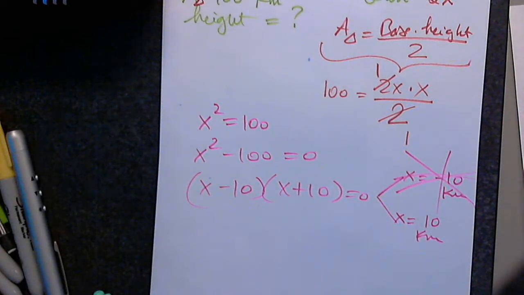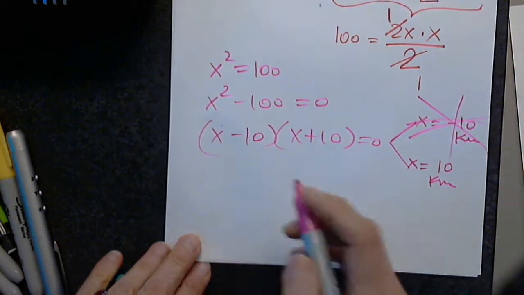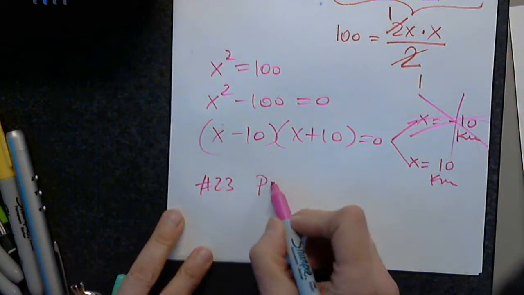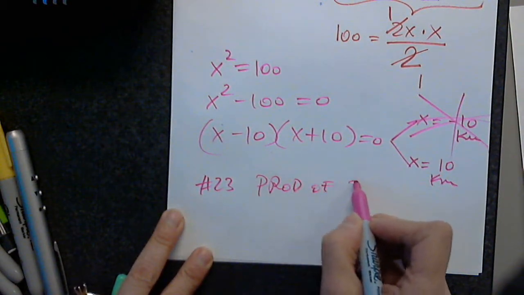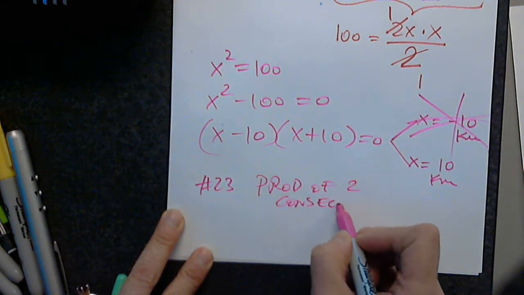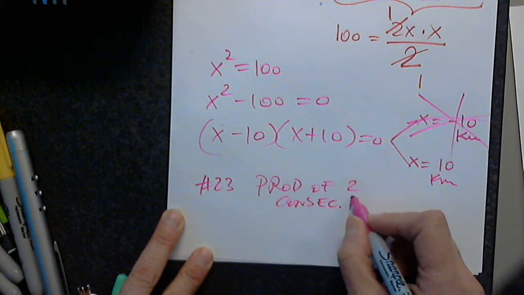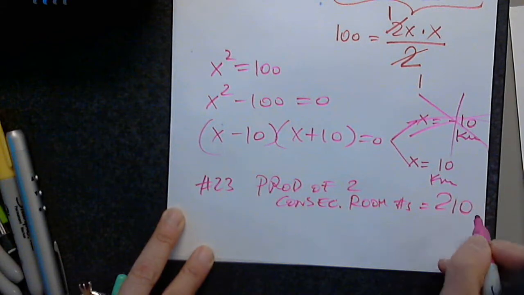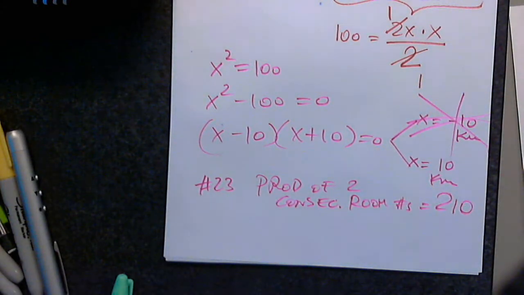Number 23. There is no end to these types of problems that change into equations that we need to solve. The product of 2 consecutive room numbers is 210. Find the room numbers.